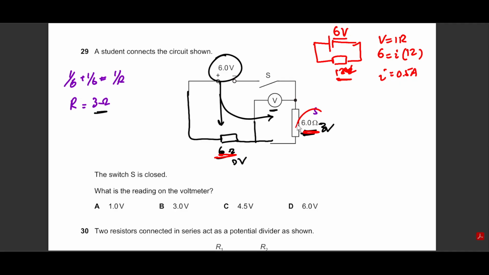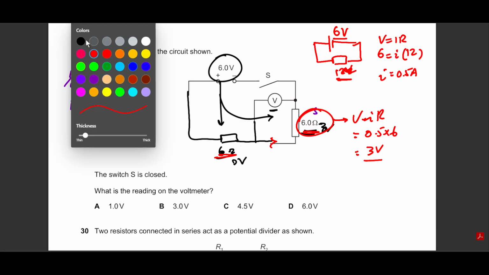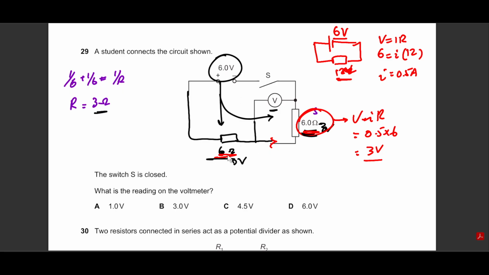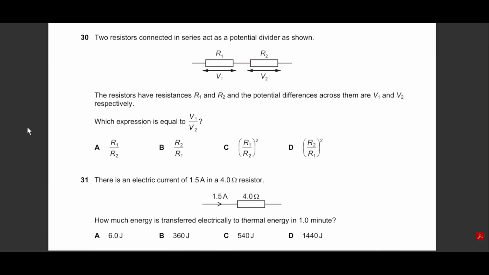Since you want to find the voltage across 6 ohms, the current through this is 0.5 amp. So applying V equals IR on this gives me 0.5 multiplied by 6, which is 3 volts. And if you're clever about this, you notice that this is 6, this is 6, voltage gets divided equally, it's a series circuit, and so on and so forth. That's how you simplify the circuit.